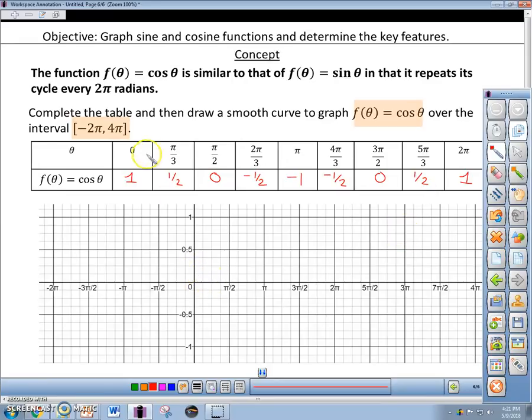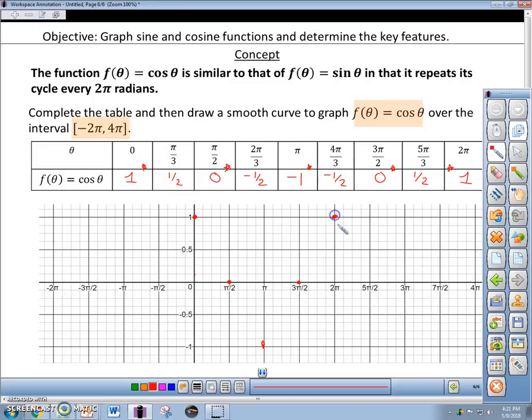So graphing, and I'm just going to graph the key ones that give us both maximums, minimums, and intercepts for this purpose. So I have 0, 1 is where I start for cosine. Pi halves, cosine is 0. Pi, cosine is negative 1. 3 pi halves, cosine is 0. And 2 pi, cosine is 1.